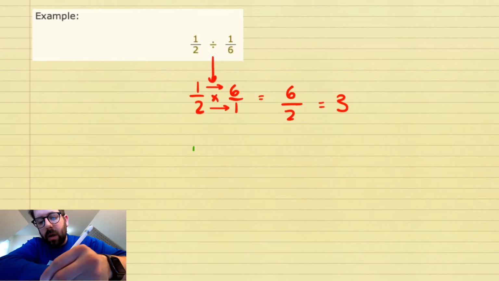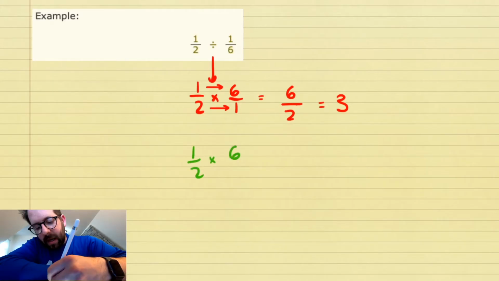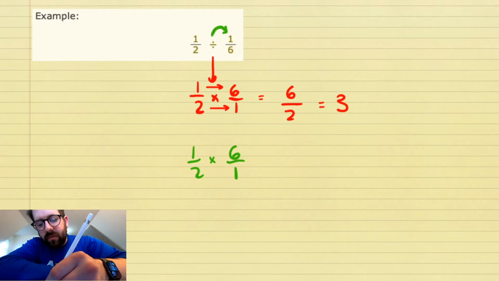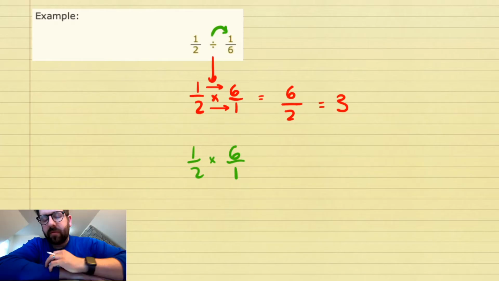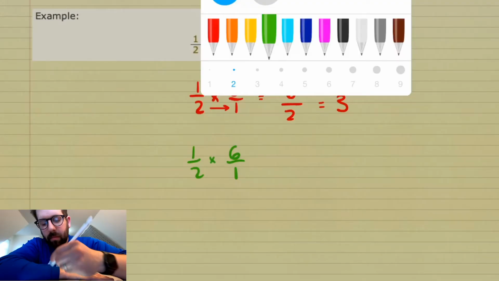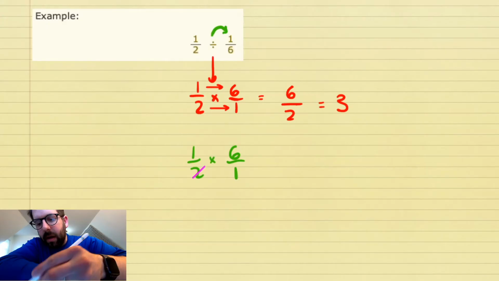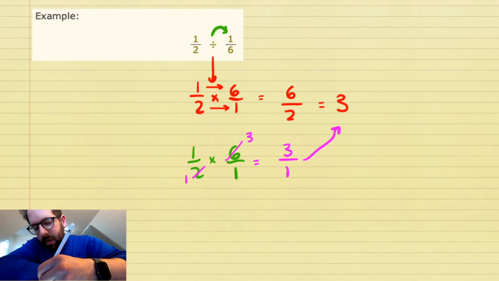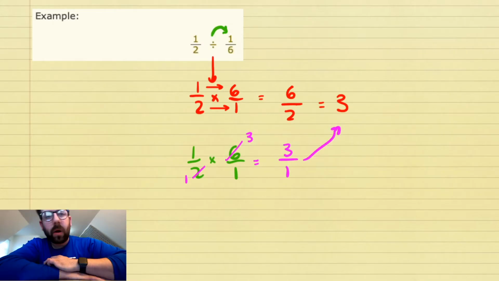So, if I went back to the original problem, 1/2 times 6/1 after I flipped it. Again, it's always the second fraction flips over after you change to multiplication, because we don't divide fractions. What I would do here is I would simplify. The 2 and the 6 could simplify. I would divide them both by 2. And so what you get is you get 3 on the top and you get a 1 on the bottom, and that is the same number as 3. That's why they're working out to be the same number.